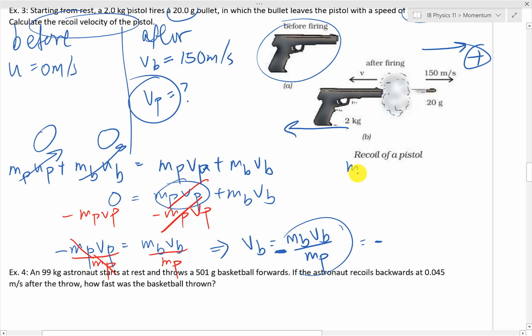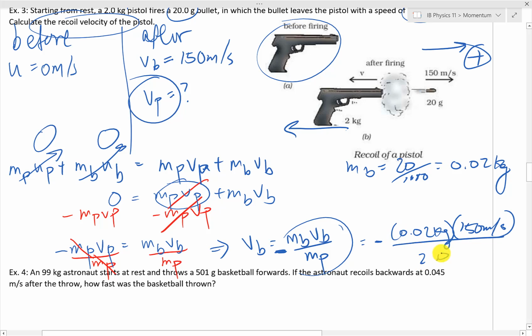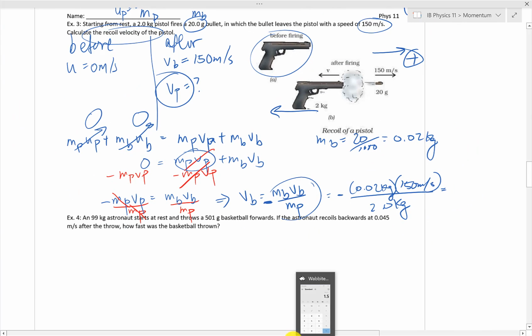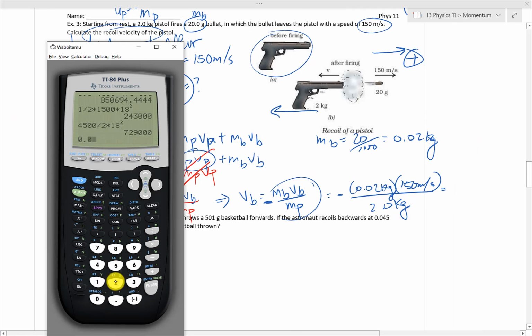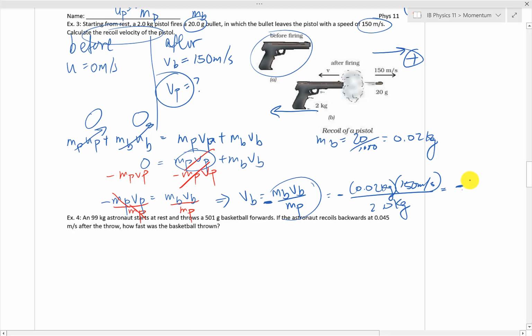Putting in all our values, the mass of the bullet here is 20 grams, and we're going to divide that by 1,000 to get kilograms, leaving us 0.02 kilograms. Putting all this into our calculator, we get negative 1.5 meters per second. And since the question doesn't specify which direction is positive or negative, I'm just going to put a negative sign here to show that relative to 150, it is in the opposite direction. Okay, so here we have an example of recoil.